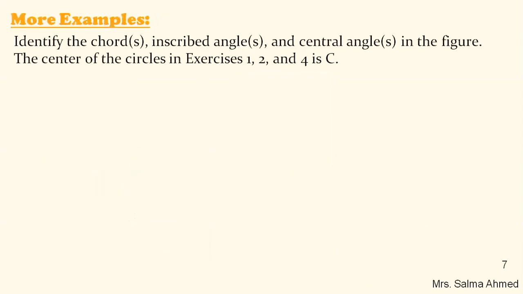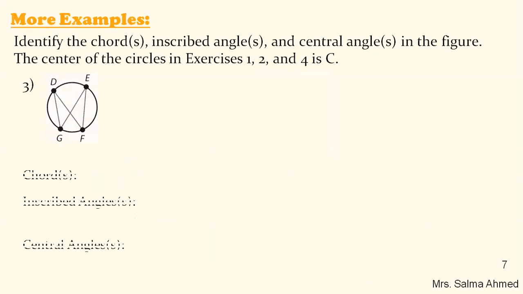More examples. If I have the same example, I need to get the chord, the inscribed angle, and the central angle. So what about the chords? The chords are line segments joining two endpoints on the circle. So this is called a chord, DG, and we have another one, DF. We have another, EG, and we have EF. So let's see the answers. DF, DG, and we have EF and EG.